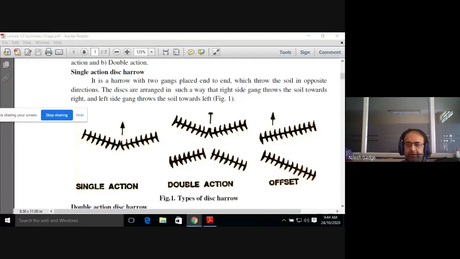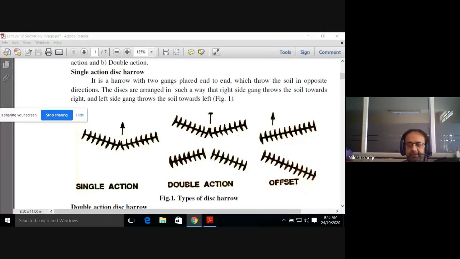आता ऑफसेट डिस्क हॅरो मध्ये दोन गँग दाखवल्या, गँग नंबर ऑफ डिस्क आर माउंटेड ऑन द कॉमन शाफ्ट, दोन गँग दाखवतात. पण लाईन ऑफ पूल हा सेंटरला नाही. समजा आपण ट्रॅक्टरच्या राईट साईडला आहे तर लाईन ऑफ पूल विल बी टू द राईट साईड ऑफ द ट्रॅक्टर. आणि जर ह्या गँग तुमच्या लेफ्टला असेल दोन्ही पण, तर लाईन ऑफ पूल हा लेफ्ट ऑफ द ट्रॅक्टर.